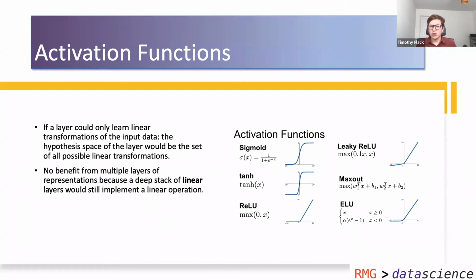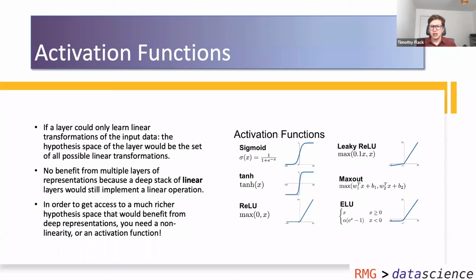So how do we change this? In order to get access to a much richer hypothesis space that would benefit from these deep representations, so lots of layers, we need some sort of non-linearity, and that's what these activation functions are. They introduce some non-linearity to our hypothesis space. I hope that gives some sort of intuition as to why we need an activation function in our network.